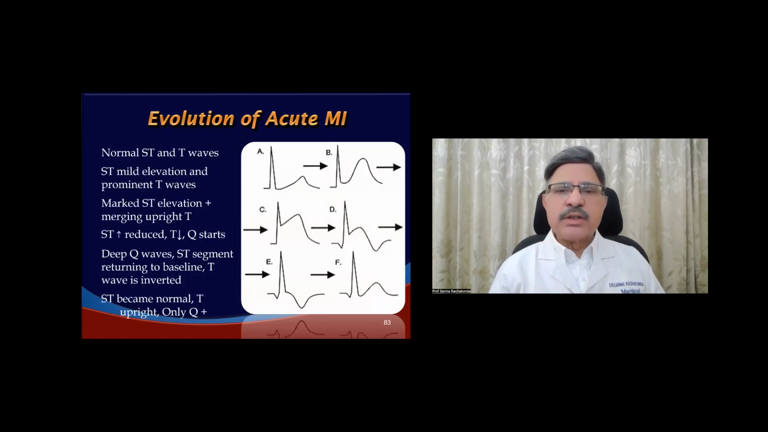These are the various T changes we have seen. Normal T wave here, then hyperacute T wave, ST elevated T wave slowly becoming inverted, ST being pulled down. Finally, ST became normal with T inversion. And of course, the little Q wave remained, everything else disappeared. This is over a period of time, it changes.